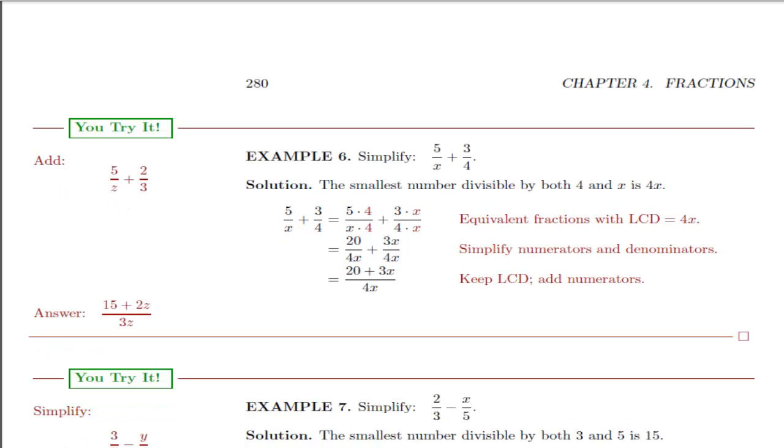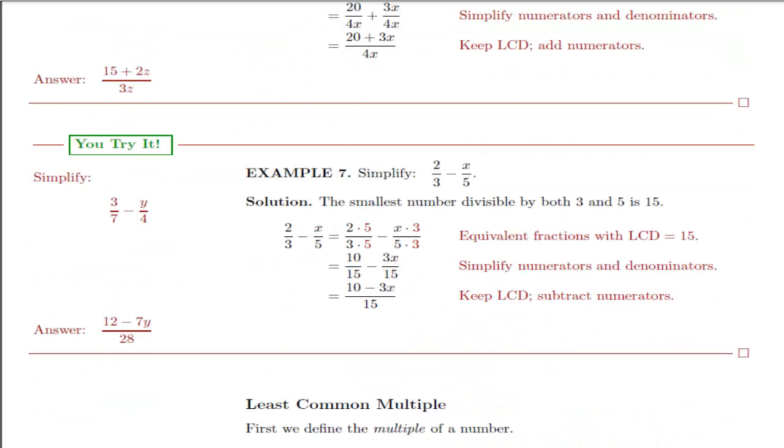Example 6. Simplify 5 over x plus 3 over 4. Solution. The smallest number divisible by both 4 and x is 4x, so the LCD is 4x. To get equivalent fractions with the denominator 4x, we'll multiply the first fraction by 4 over 4 since it has denominator x, and the second fraction by x over x since it has denominator 4. So the first fraction becomes 20 over 4x, and the second fraction becomes 3x over 4x. Now that we have two fractions with the common denominator of 4x, we'll add the numerators. 20 plus 3x is just 20 plus 3x. We can't combine them because they're unlike terms, so we're left with the fraction 20 plus 3x over 4x.